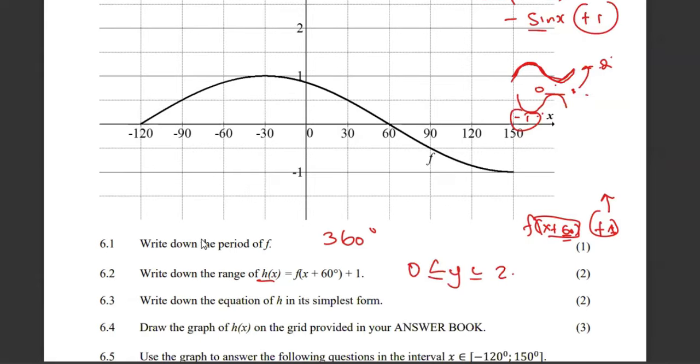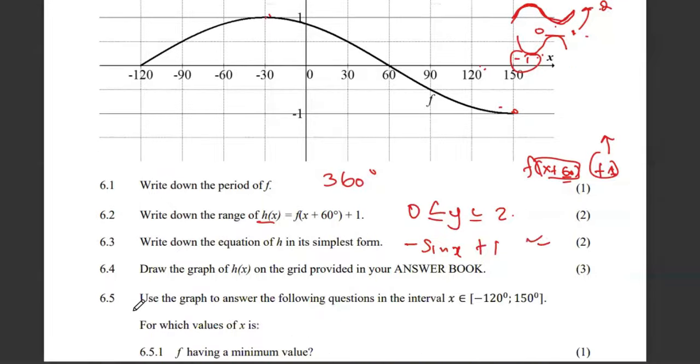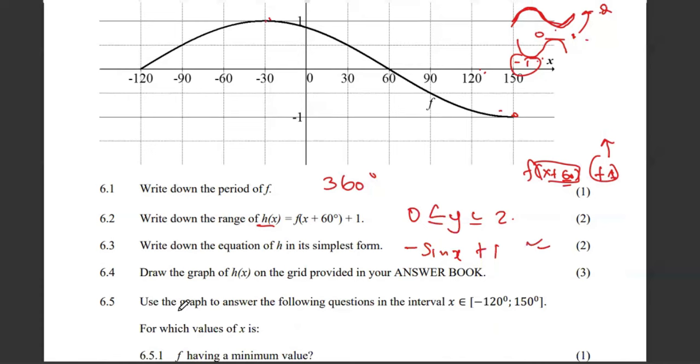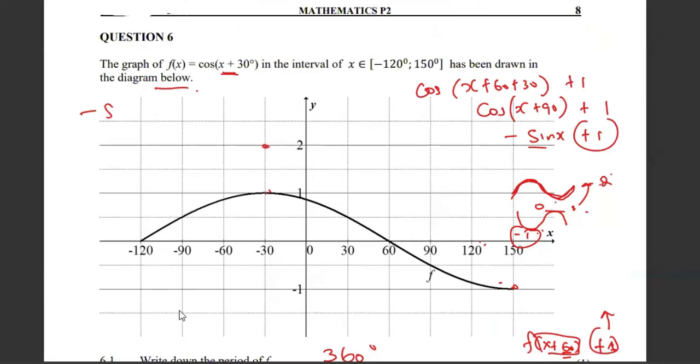And then simplify the equation. The equation, we've already simplified it to say negative sine x plus 1. If not, you can just look at the y values here. If you move it 1 unit up, it's going to be 2 and then 0, and then the simplified equation is that. And they want us to draw h of x on the same grid. So with the h, what I can notice is that it's a negative sine x plus 1.